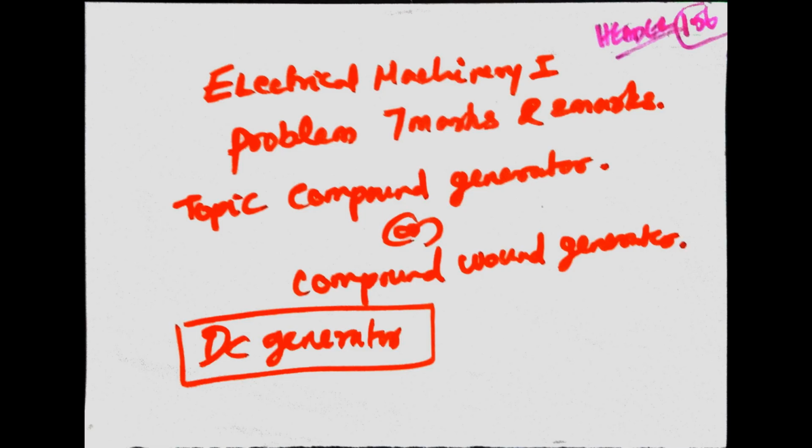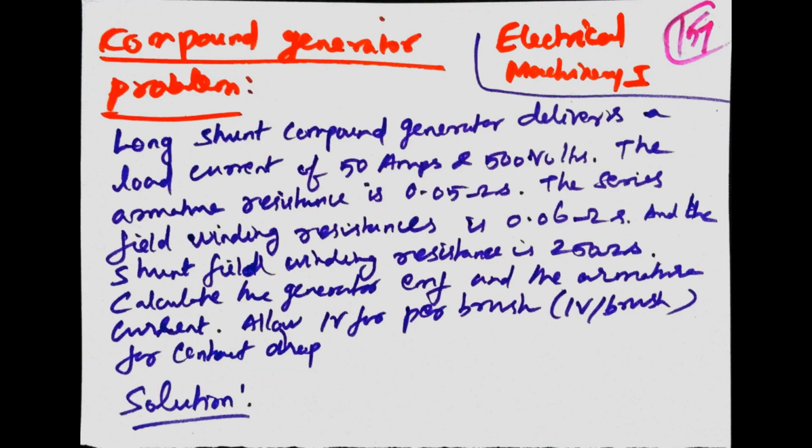Electrical machinery 1. Problem, 7 marks and 2 marks. Topic: compound mode generator, or compound generator, DC generator. A long shunt compound generator delivers a load current of 50 amperes at 500 volts.